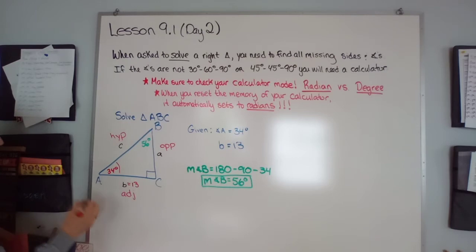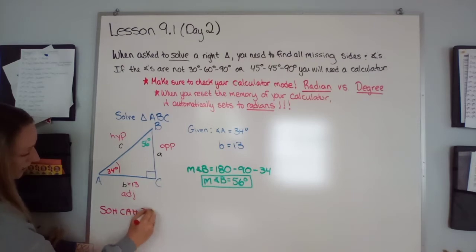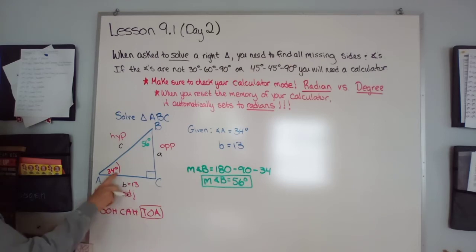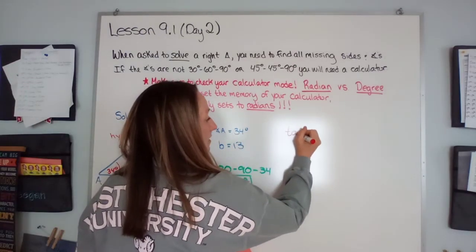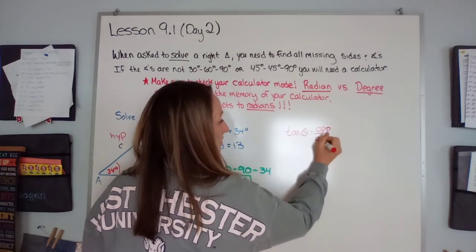So think about SOHCAHTOA for a minute. SOHCAHTOA. If you know adjacent and you're trying to find opposite, opposite, adjacent, I'm going to use a tan function. Tan of the angle, tan of theta, tan of 34, is equal to opposite over adjacent. So I'm going to do that work over here. So again, it's tan theta equals opposite over adjacent.